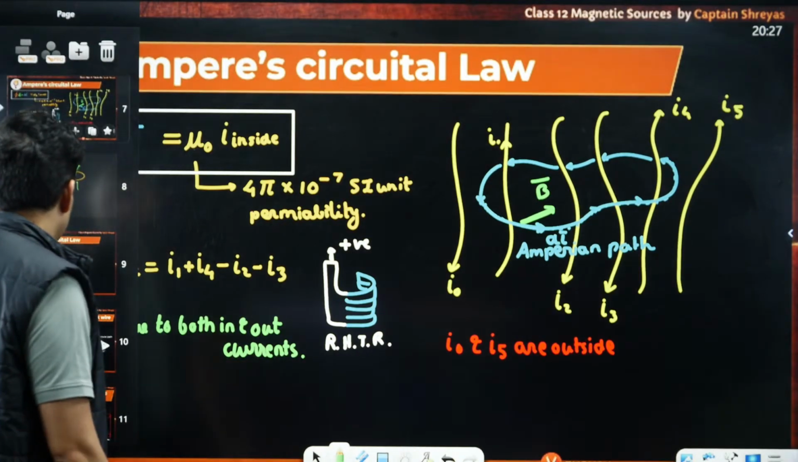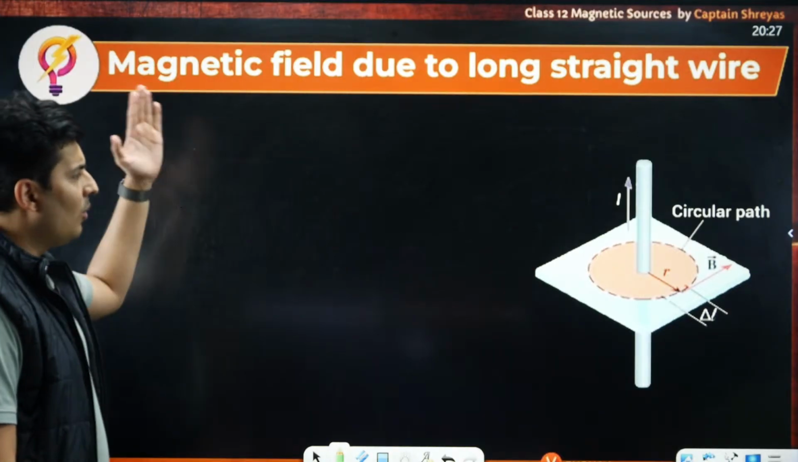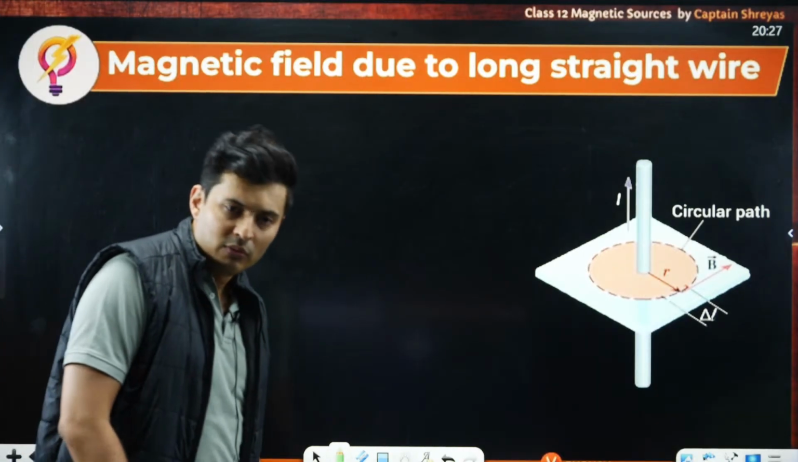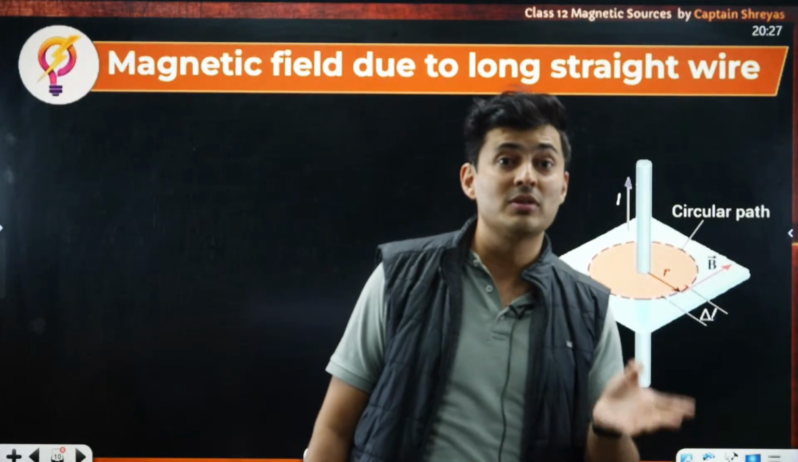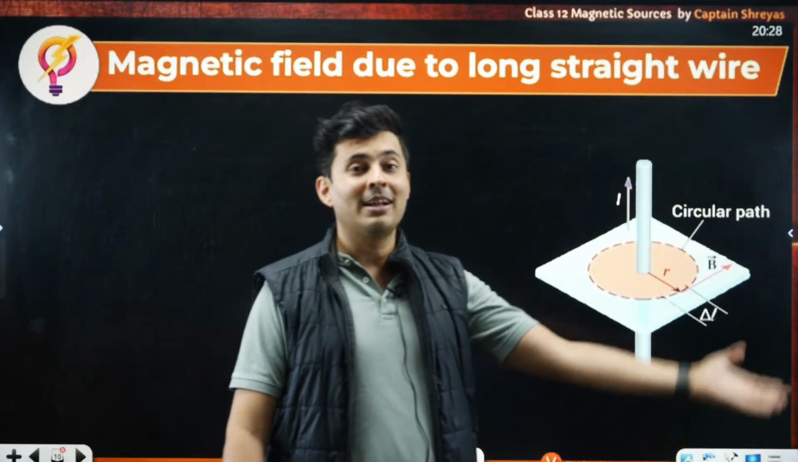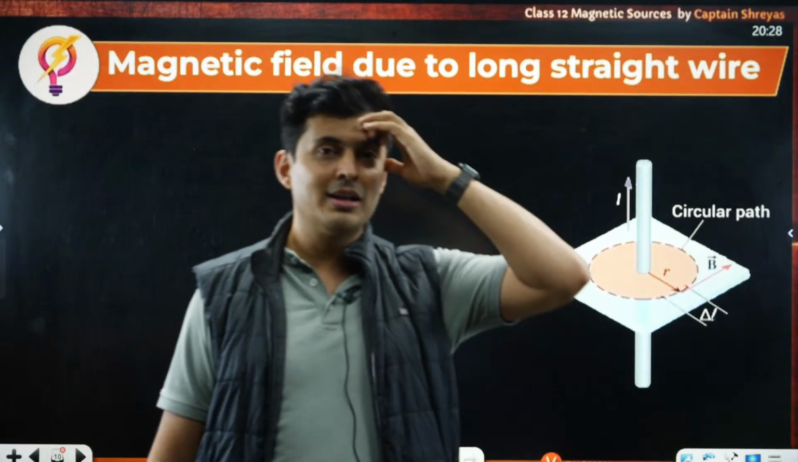Great. Now let me apply Ampere's loop law for a long wire which is carrying current. For a long wire which is carrying current, remember last time I told you it has to be done by integration using Biot-Savart's law with some crazy substitution and then resubstitution and using trigonometric integration.